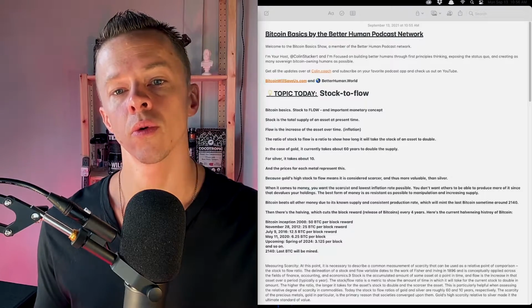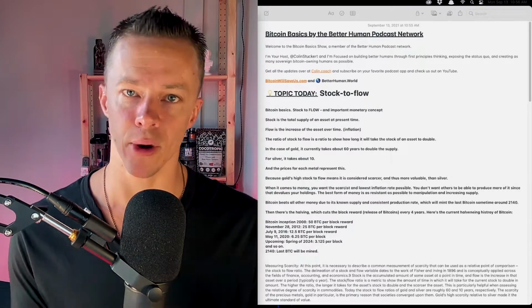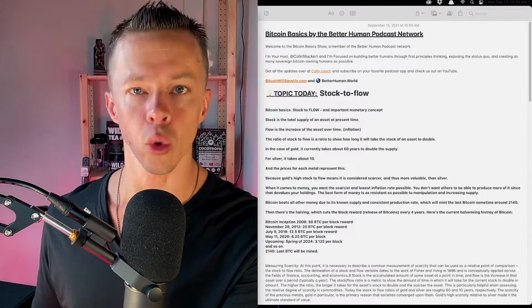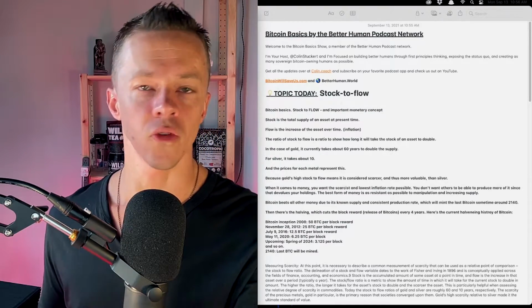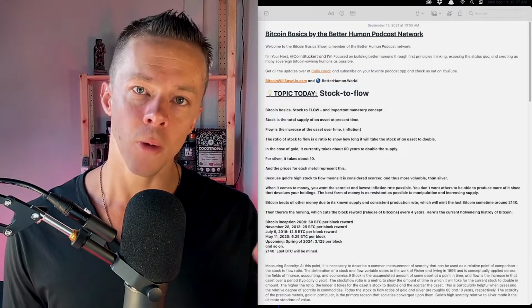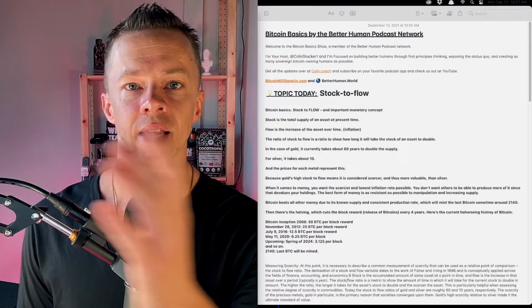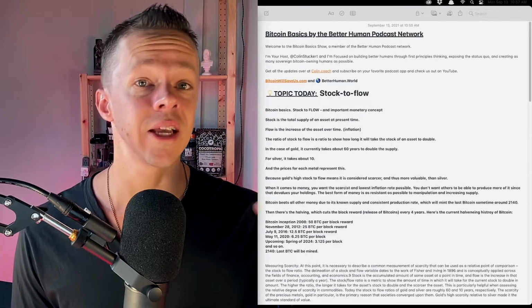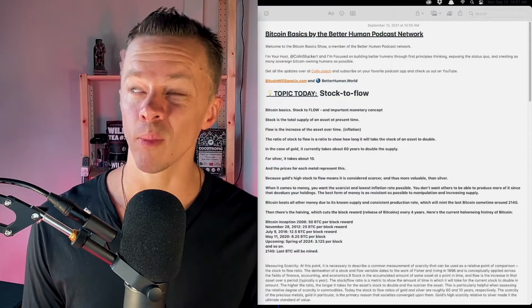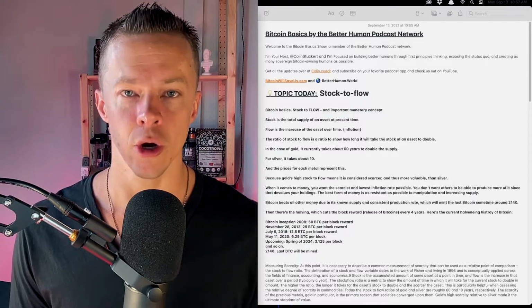So stock to flow. Stock is the total supply of an asset at a present time. There's a current amount of gold today. It's about 2 Olympic-sized swimming pools full of gold is what the estimate is. Flow is how much of that gets added to that supply. Something like gold gets mined. It has a predictable inflation rate. It's usually like 1.5 to 3% a year historically.